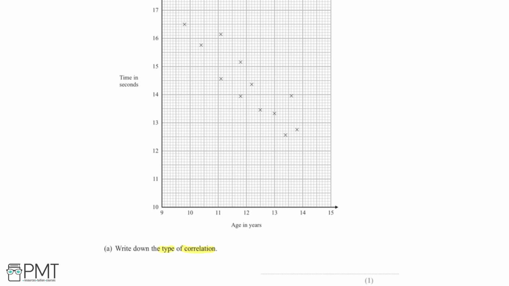And as we can see here, as the age is increasing, as the x values are increasing, the time in seconds is going to be decreasing. We can see this negative gradient here. If we were to draw in a line of best fit somewhere down here, it would have a negative gradient. So here we're going to have a negative correlation. So as one of the variables increases, the other decreases.